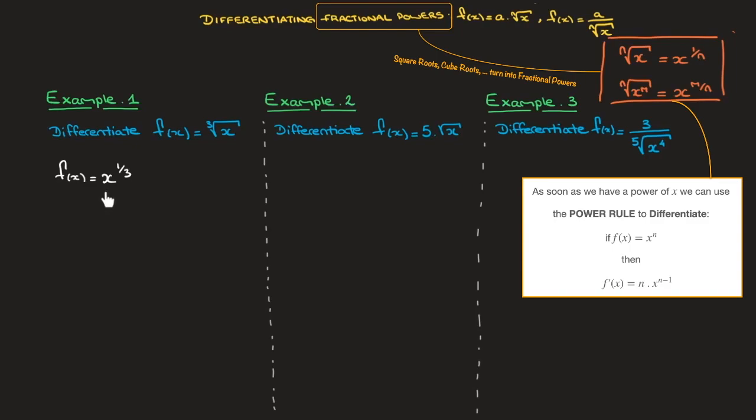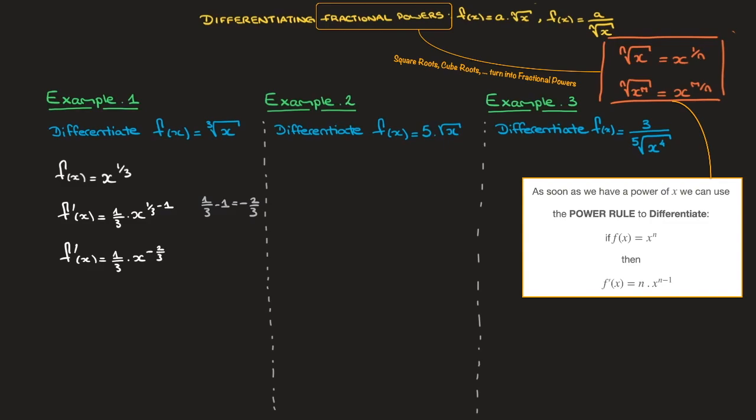Now that we've written f of x as a power of x, we can differentiate it using the power rule. And in doing so, we state that f dash of x, the derivative, is equal to 1/3 times x raised to the power of 1/3 minus 1. And now, since 1/3 minus 1 equals negative 2/3, we can state that the derivative f dash of x is equal to 1/3 times x raised to the power of negative 2/3.